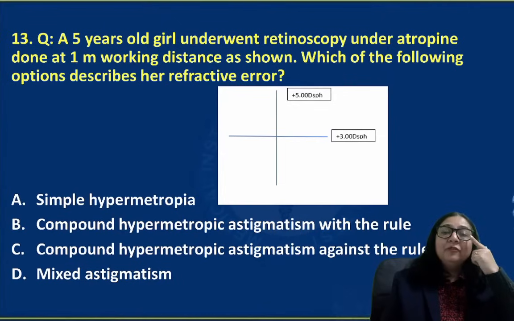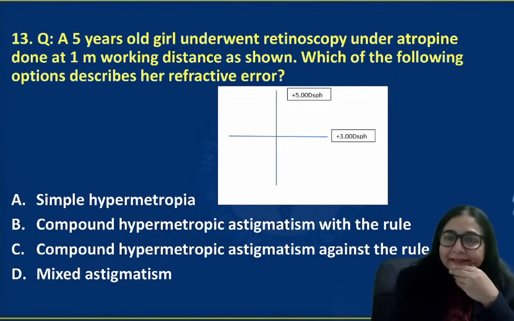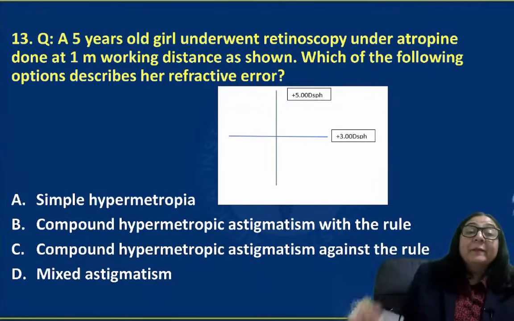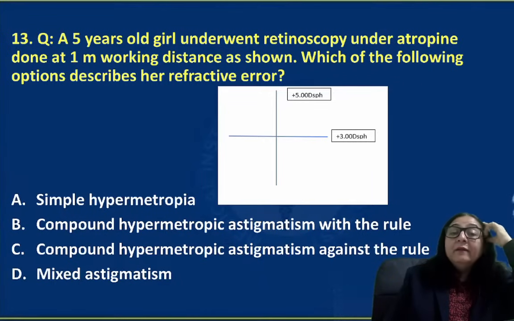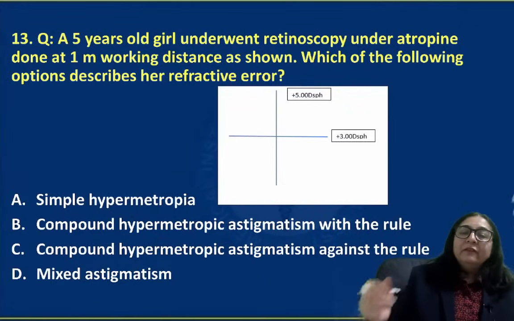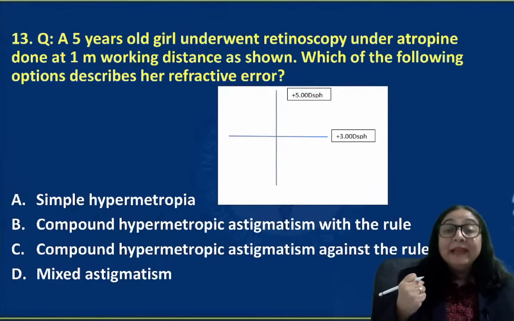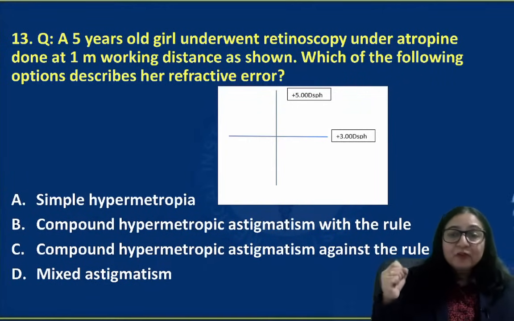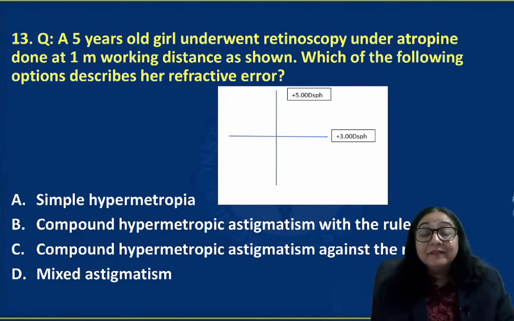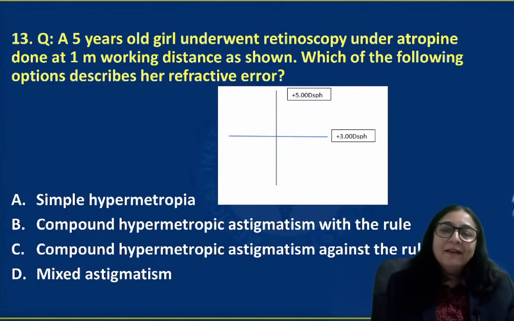Okay, and now is the time to revise another important aspect which can be asked in the exam related to refractive errors. Here, a 5-year-old girl underwent retinoscopy under atropine done at 1 meter working distance. Which of the following options describes her refractive error? So I just put a question which will tell you how to calculate the glass prescription from a retinoscopy finding, how to identify the type of the refractive error, and also whether it is with the rule astigmatism or against the rule astigmatism.